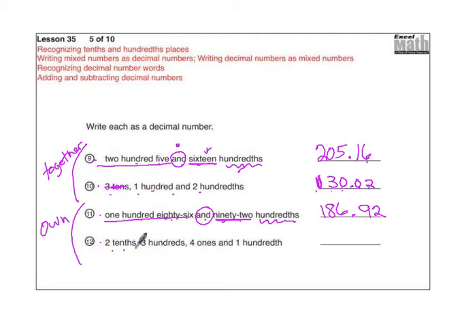This next one has 2 tenths. Let's put the decimal point in. First spot after the decimal is the tenths place. 3 hundredths, that's going to be way out here. 4 ones, and 1 hundredth. The hundredths place is the second one after the decimal. I didn't see any mention of tens, so I'm going to put a 0 in the tens place. The way you read this is 304 and 21 hundredths. 304 and 21 hundredths.